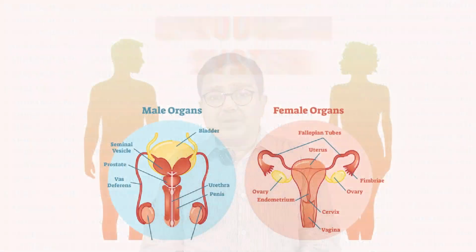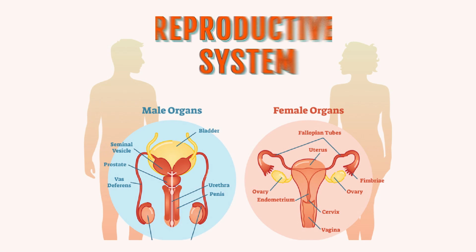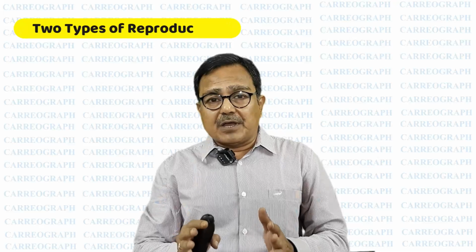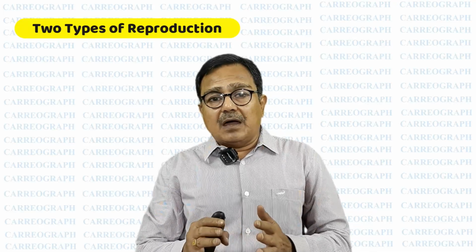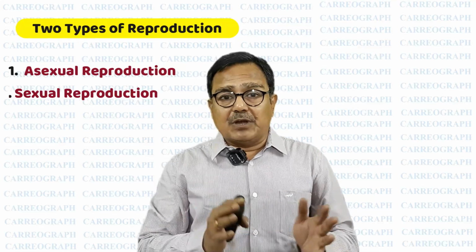Students, today's session is the reproductive system. Initially, we must know what reproduction is. Students, reproduction is a process of production of offspring. Mainly, there are two types of reproduction. One is asexual reproduction, another is sexual reproduction.